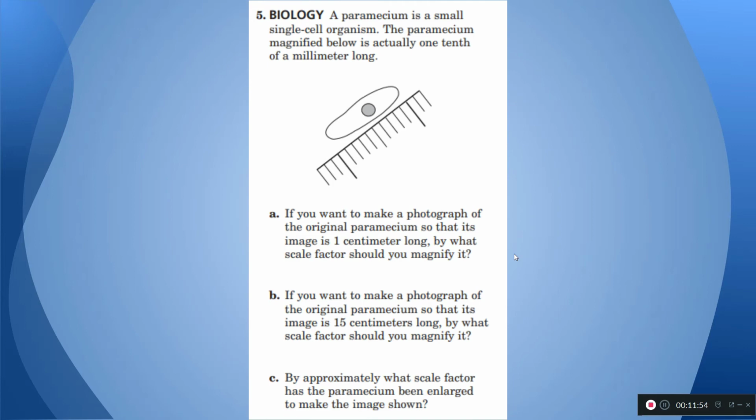And we're going to go ahead and skip C here. C would actually need you to take out a ruler and measure the drawing there, but since I've already blown up the picture, that's a little bit ruined. So the first one says, if you want to make a photograph of the original paramecium so that its image is 1 centimeter long, by what scale factor should you magnify it? Again, if you want to take a chance at this on your own, go ahead and pause here, work out A and B, and then come back for the answers in just a second.